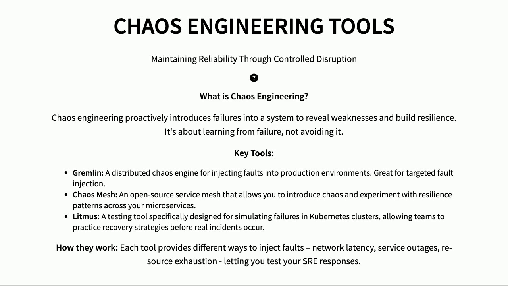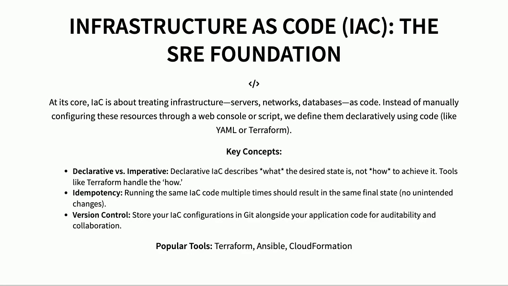Gremlin is a fantastic engine for injecting faults directly into your production environment, allowing you to pinpoint specific weaknesses. Chaos Mesh takes things a step further as a service mesh, letting you experiment with chaos patterns across all your microservices in a controlled way. And Litmus is particularly useful if you're using Kubernetes. It's specifically designed to simulate failures within that cluster so you can practice recovery strategies before anything goes wrong in production.